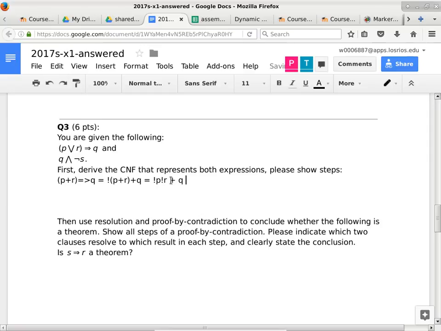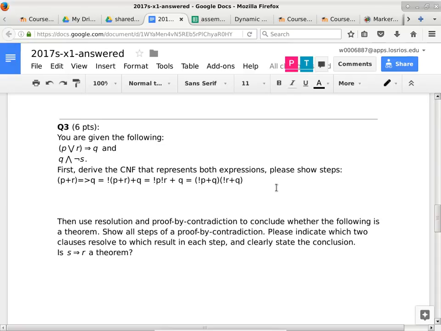And is this in CNF? No. Yeah, yep, it is in CNF. Oh, it's not, sorry. Okay, I take it back. It is not in CNF yet, because the conjunction has to be the last operation. So what do we do to convert this one into a CNF? Distribution, exactly. So using distribution, now we have here not P or Q and not R or Q. There we go.